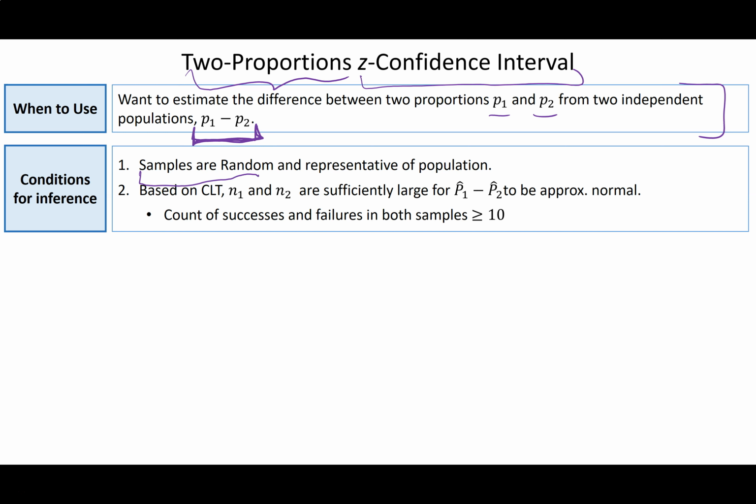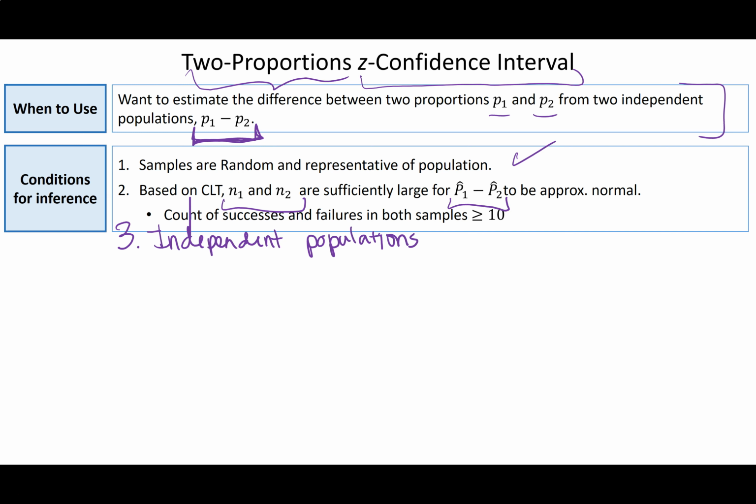So now that we have two samples, both samples need to be random and representative. I'm going to stick in here independent populations. Oops, I can spell sometimes. So the idea is individuals in sample 1 could not possibly be in sample 2 because you have independent populations. You want representative samples always. And then we need to know that our sample sizes, n1 and n2, are both big enough that we can count on the central limit theorem kicking in.